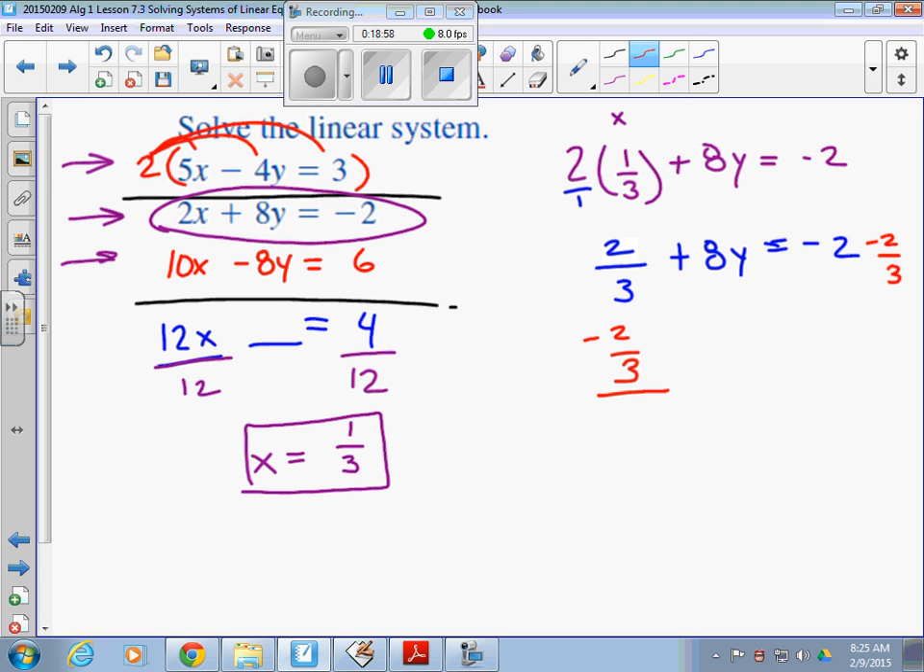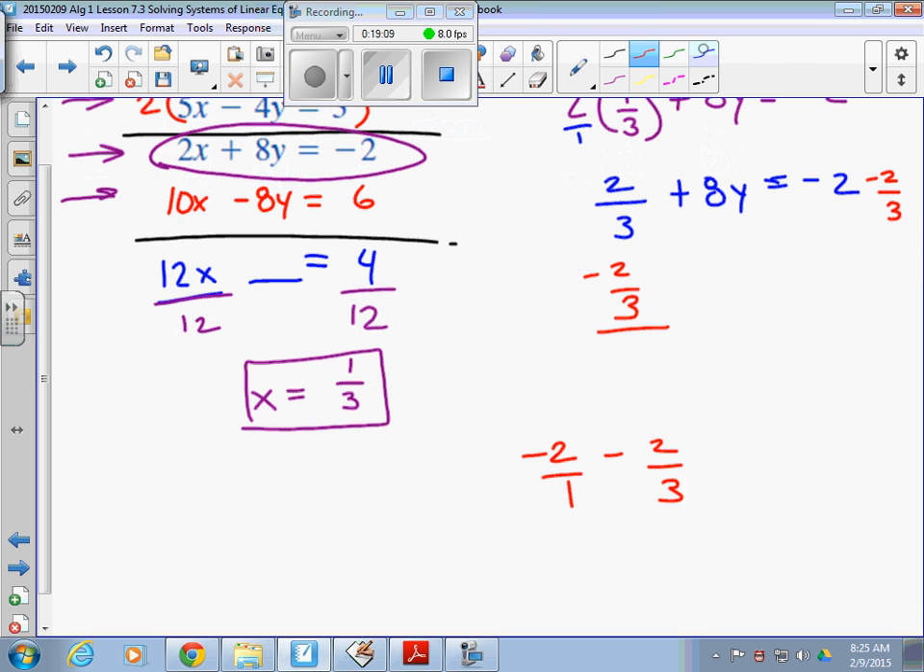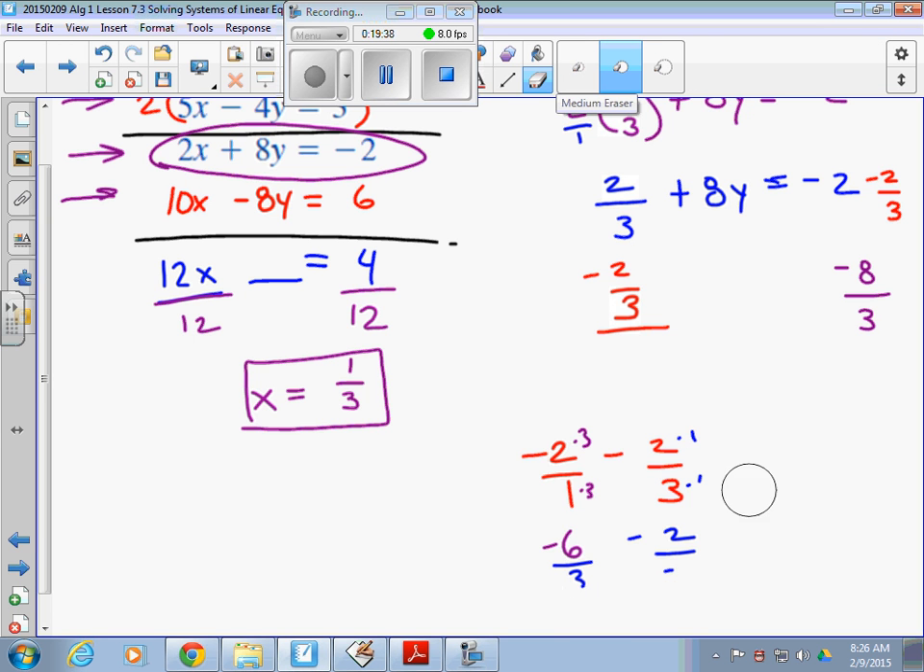Now what you have is fractions that need to be subtracted. So what we're dealing with is negative 2 over 1 minus 2 over 3. We need to create like denominators. 3 is the smallest number they're both going to go into. This one multiplies by 1, so it doesn't change. It stays negative 2/3. The other fraction needs to multiply by 3 to become 3, so this one multiplies by 3 as well to give you negative 6. So negative 6 minus 2 is going to be negative 8 over that common denominator 3. So negative 8 over 3 is what's on the right-hand side now.